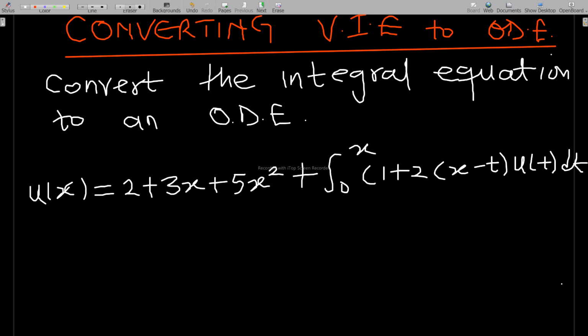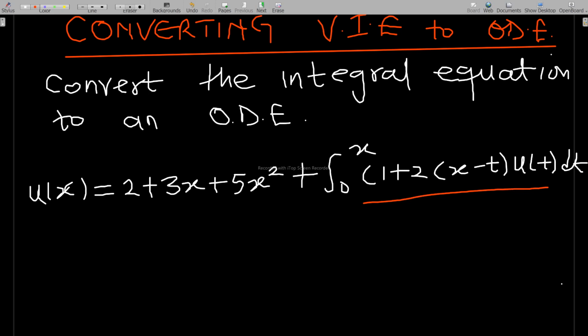Alright, so the example we have here is that we are supposed to convert the function u of x equals 2 plus 3x plus 5x squared plus the integral of the whole expression, where the limit is 0 to x, and this makes it a Volterra's integral equation.